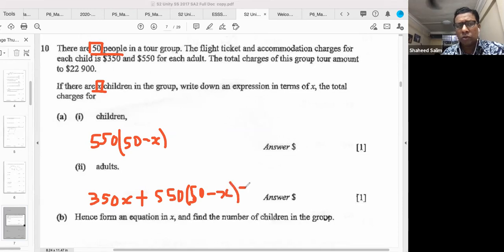And this is equal to 22,900. Do you agree? Are you okay with this? So can you try to reduce and solve this?